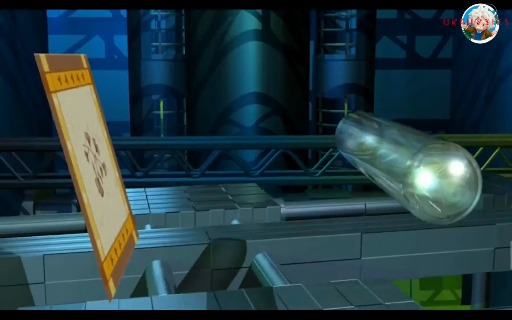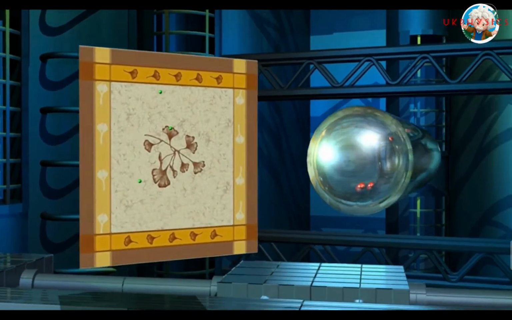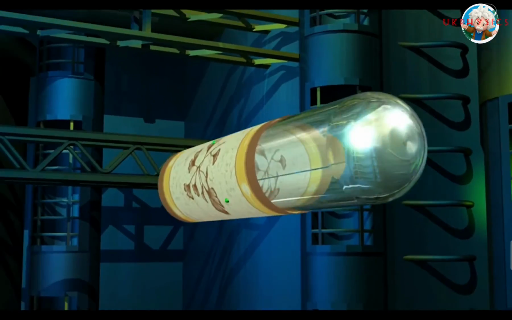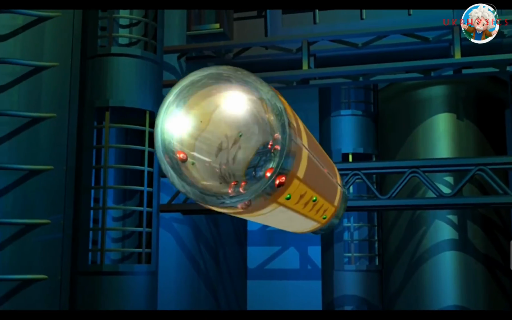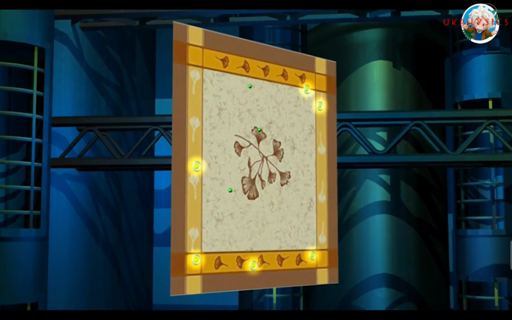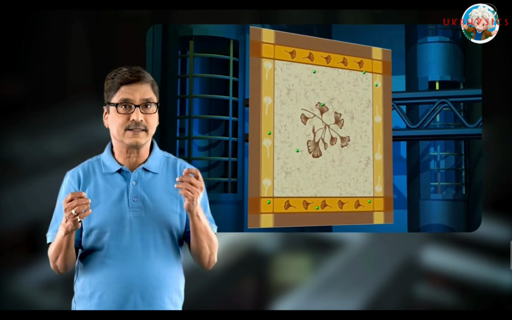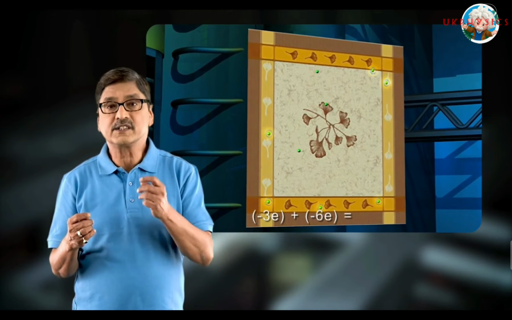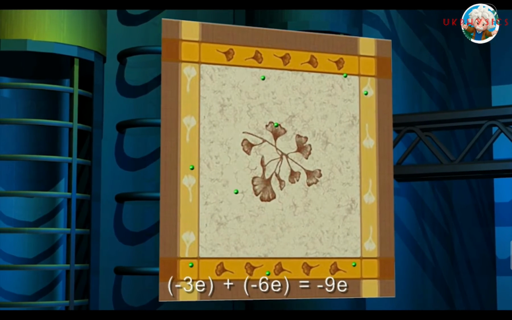Let us rub a neutral silk cloth with a neutral glass rod twice. In the process, the silk cloth acquires 3 electrons. When we rub it 10 more times, the silk cloth acquires, say, 6 additional electrons. The total charge on the silk cloth is now −3e + (−6e), which is equal to −9e. Hence, the charge is additive in nature.